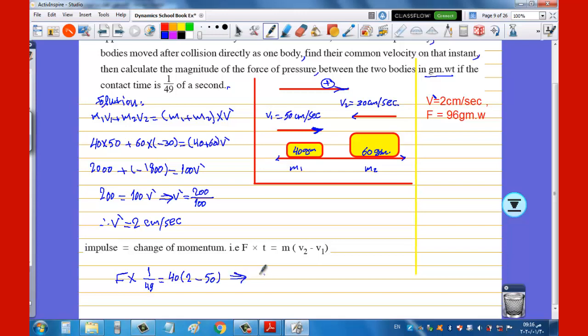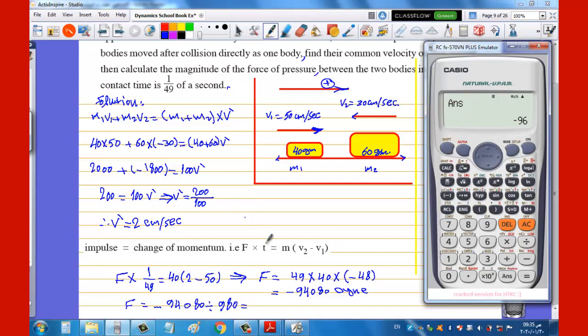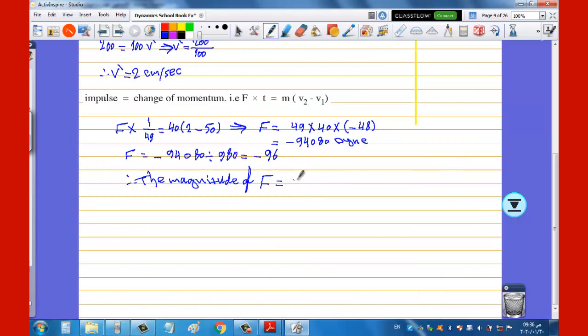So F equals 49 multiply 40 multiply negative 48, and the result equals negative 94,080 dyne, and the result in gram weight will be F equals negative 94,080 divide 980, which equal negative 96. So the magnitude equals 96 gram weight.